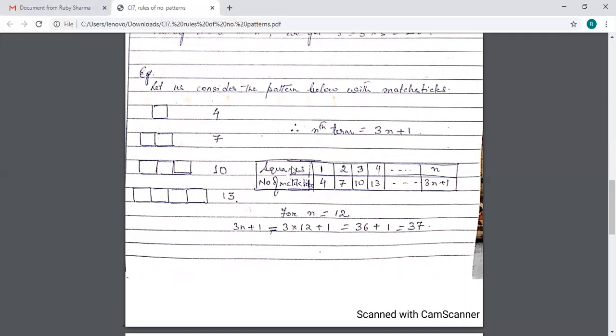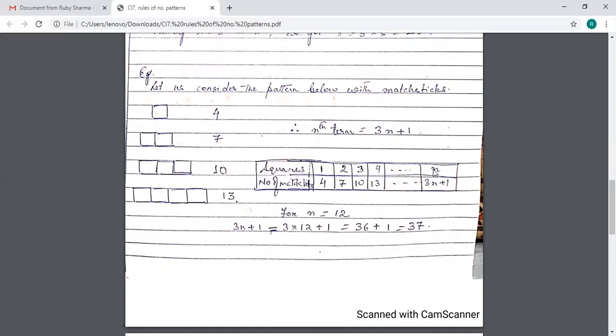Now here the squares, the first square, the second square, and so on, I'll write. And here the number of matchsticks required, I'll write. When there is 1 square, the number of matchsticks is 4. When there are 2 squares, how many matchsticks do you have? 7. When there are 3 squares, how many matchsticks do I have? 10. So that is what I'm writing, okay?